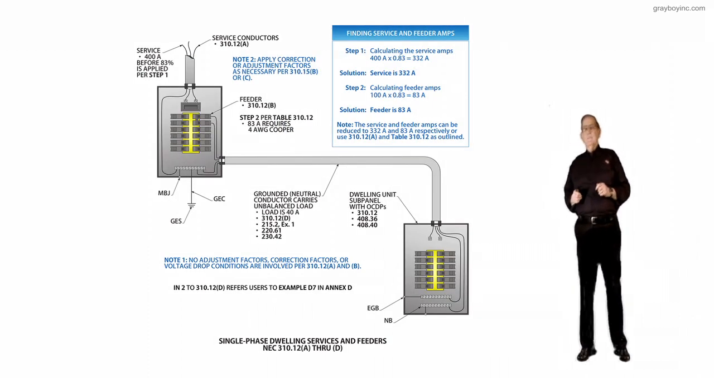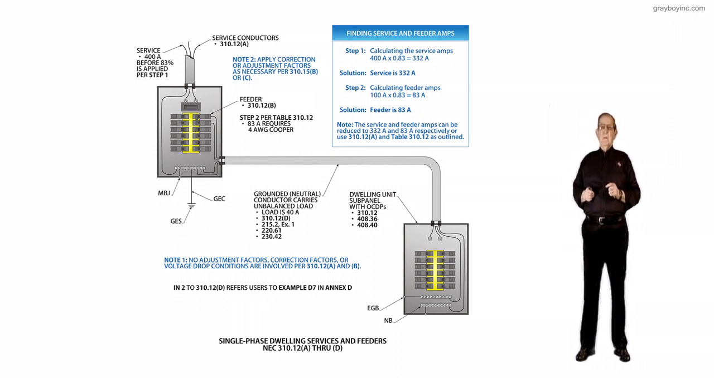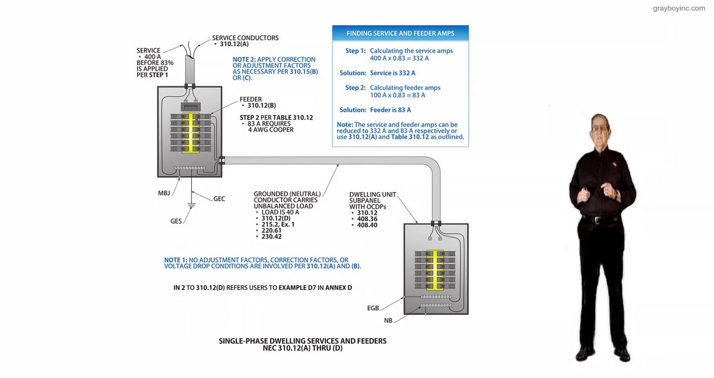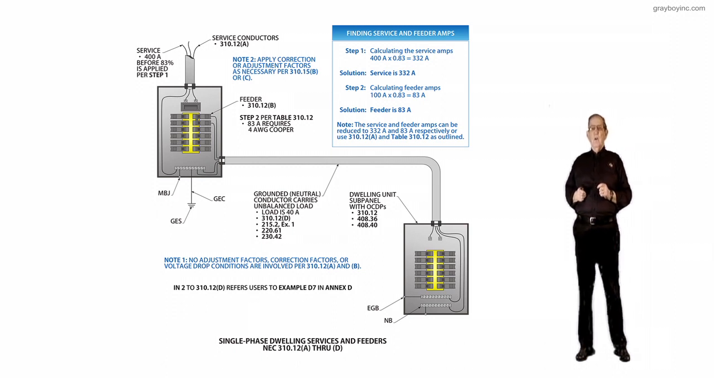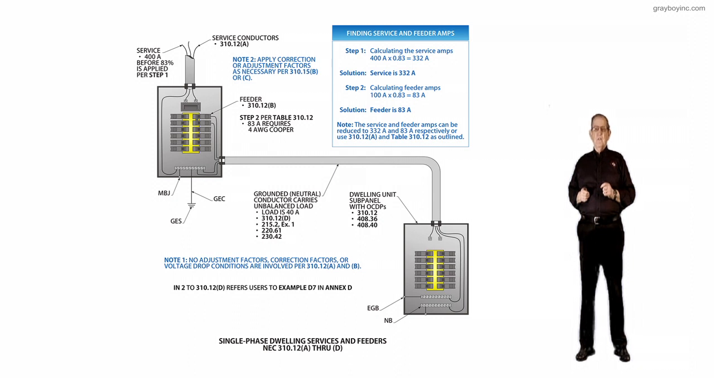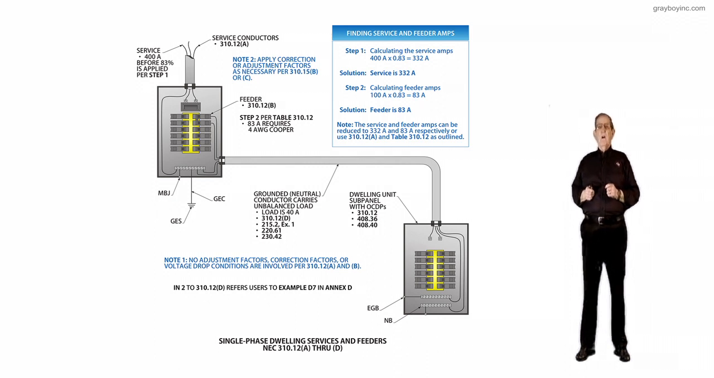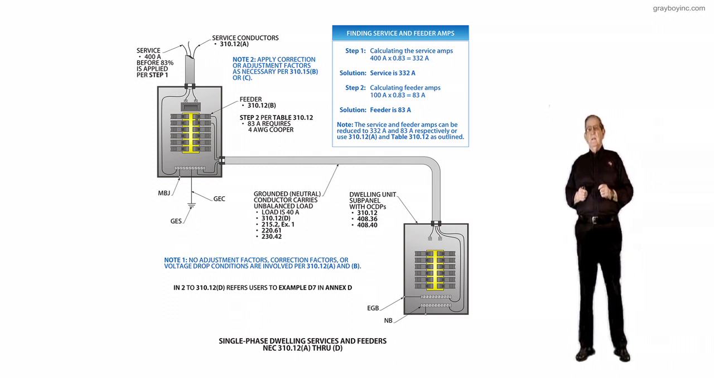This illustration deals with single-phase dwelling services and feeders in accordance with the new section in the NEC, 310.12 A through D as in dog. The purpose of the change was to provide a revision, and this revision has been made to clarify that if no adjustment or correction factors are required for services or feeders in a dwelling unit, 310.12 should be permitted to be applied.